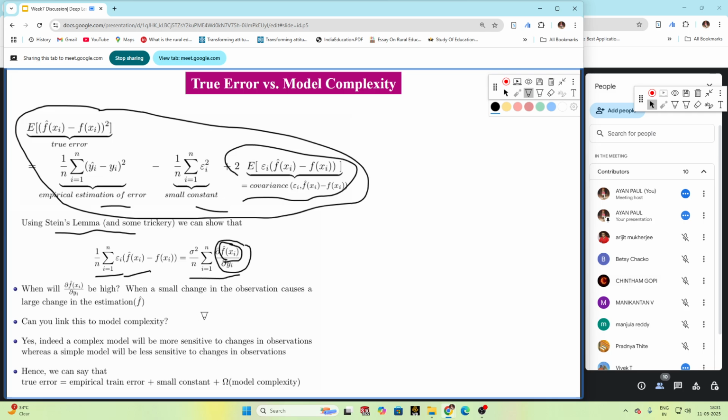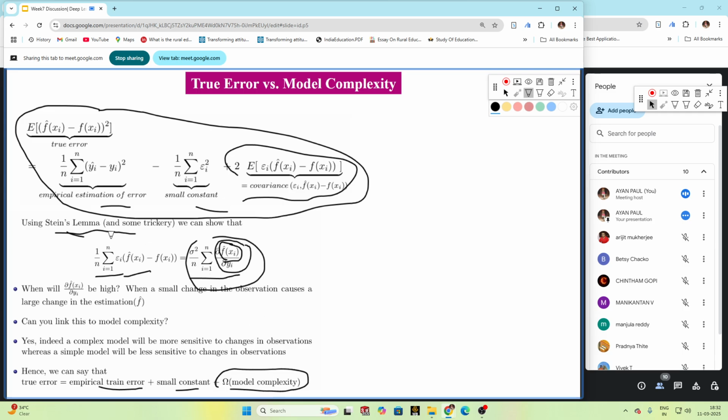Now what this is telling us is, whenever we have a complex model, it will be more sensitive to change in observation. That means this true error will be empirical error plus small constant plus the model complexity. So this term is related to model complexity. Again I am repeating, the true error is empirical error plus some small constant plus a term related to model complexity. Why is it related to model complexity?